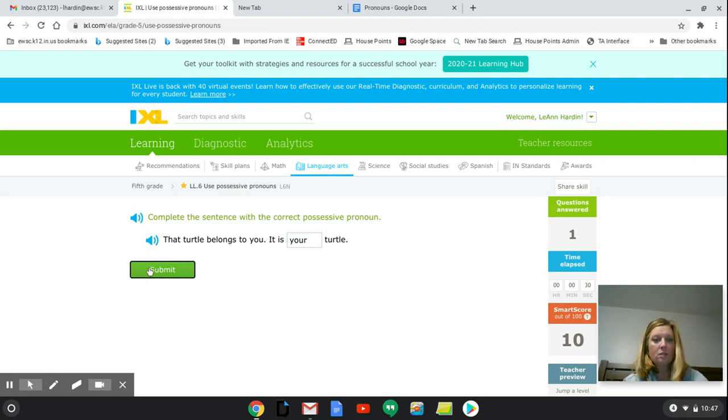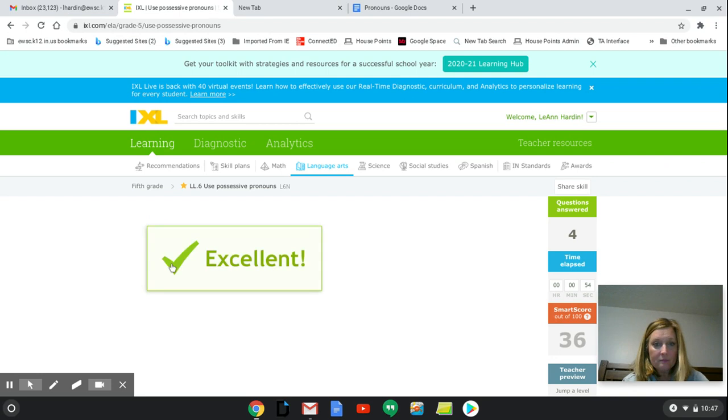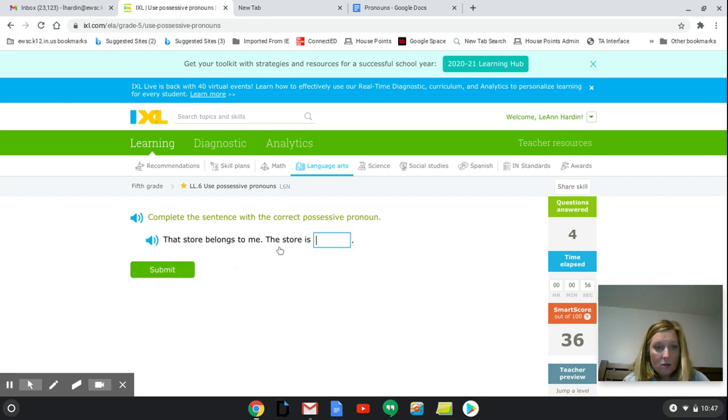Your turtle belongs to you. Okay, that computer belongs to him. It is his computer. All right, those badges belong to us. They are our badges. Hey, I forgot that on my example. I need to add that back in there. Yes, if they belong to us, they are ours, okay? They were our badges. That store belongs to me. The store is, oh, here's another one I forgot to put on my examples. The store is mine. It belongs to me.